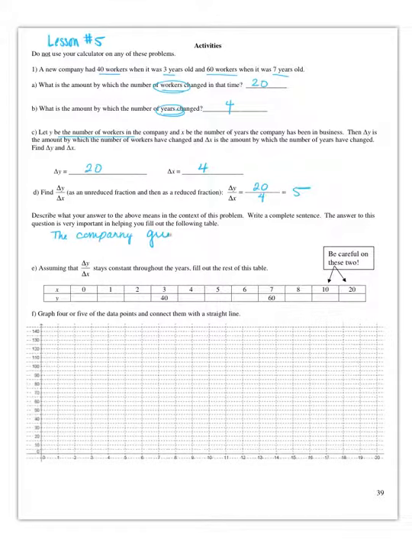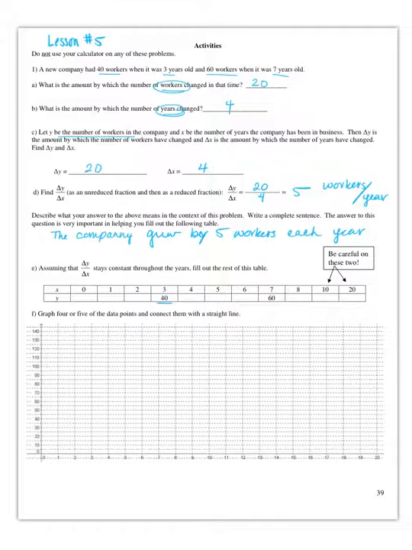The company grew by 5 workers each year, because if we think about the units of our 5 up top, we're going to have the change in Y, which is the change in workers, over years. So it's 5 workers per year.